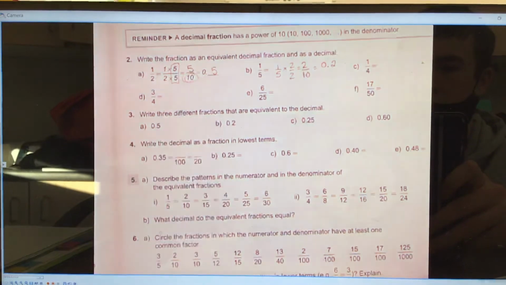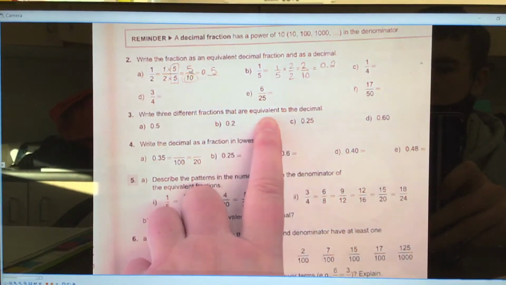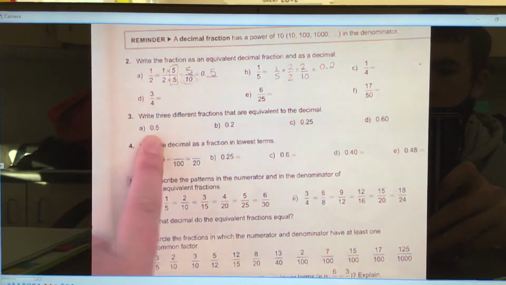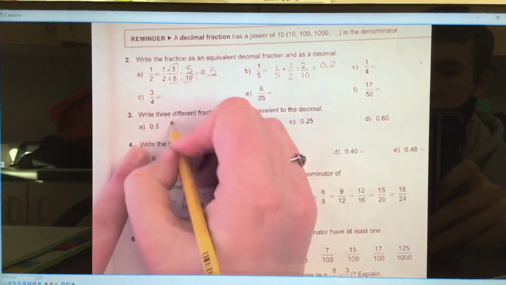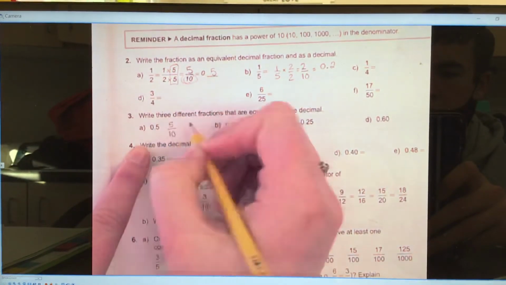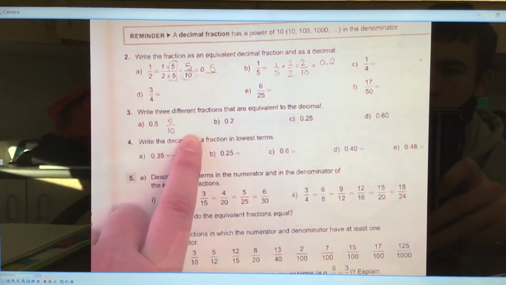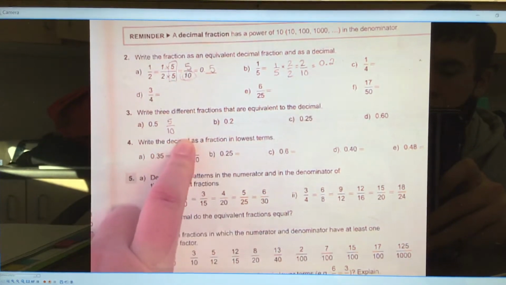We are going to move on to question 3. We need to write 3 different fractions that are equivalent to the decimal. So, Kirat, 0.5. Can you give me one fraction that is equivalent to that? 5 tenths. 5 tenths. Okay? Now, we need 2 more. Kyler, can you think of another fraction that is equal to 5 tenths?